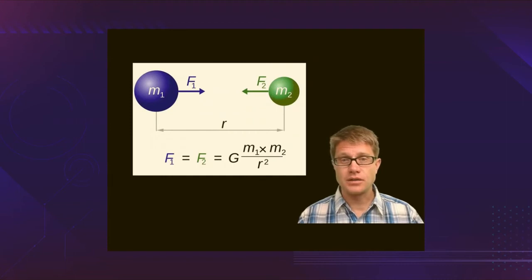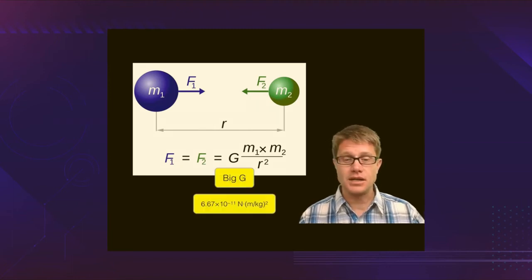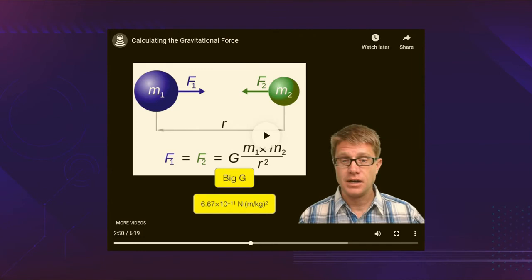If we have two objects, then the force is going to be equal between the two, and it's explained using this equation right here, where G, we'll refer to it as big G, is a constant, and it's worth memorizing. It's 6.67 times 10 to the negative 11th. Now it says it's worth memorizing. You don't need to. Again, that's number 51 in your constant table.